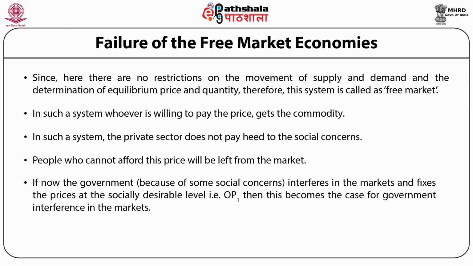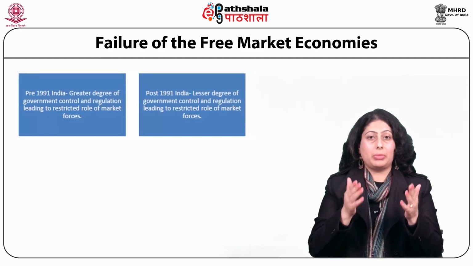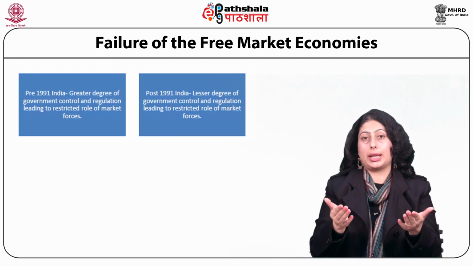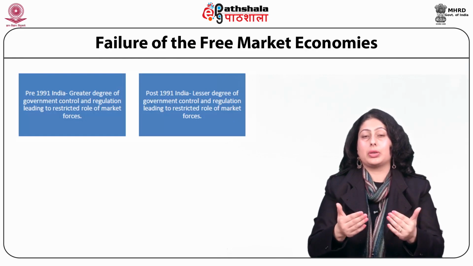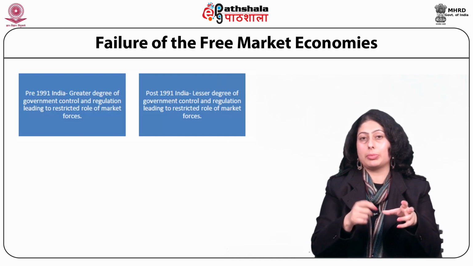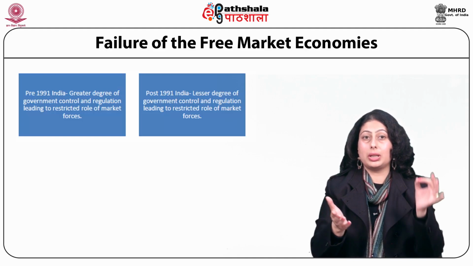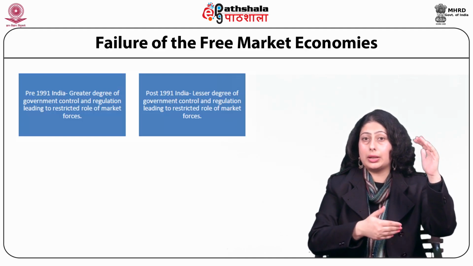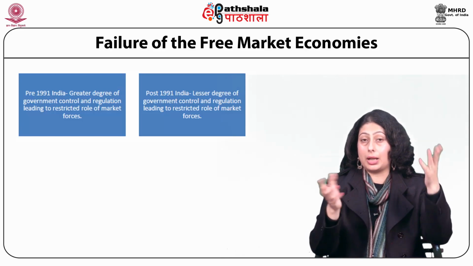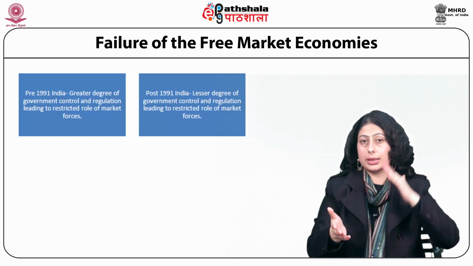If now the government, because of some social concerns, interferes in the markets and fixes the price at the socially desirable level, that is OP1, then this becomes the case for government interference in the markets. Therefore, the managers have to adjust their business strategies as per the government policy. Such an adaptation depends on the degree of interference by the government. There are economies in which government interference is the maximum, and there are several restrictions on the private sector, whereas there are other economies where such interference is the minimum.